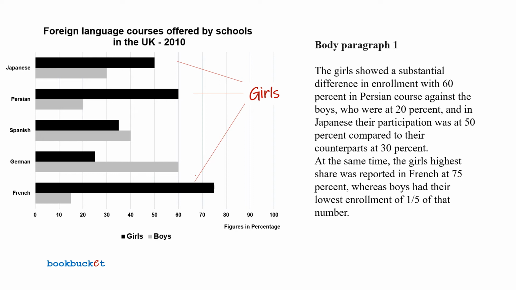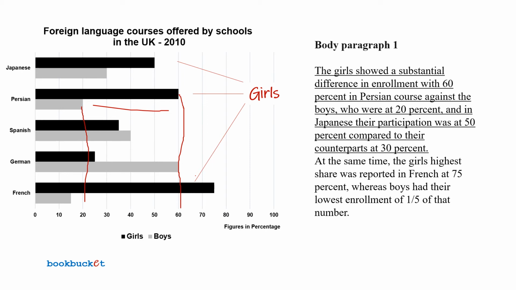Now let's find out the information and match it with the graph. So girls showed a substantial difference. Substantial difference means a very big difference in Persian language. Yes, it is visible. You can see that the girls are at 60% compared to boys, who are at only 20%. It is exactly matching with my graph. Okay, we are taking the facts, the information given from the graph, and reporting it. Okay, and in Japanese their participation was 50%.